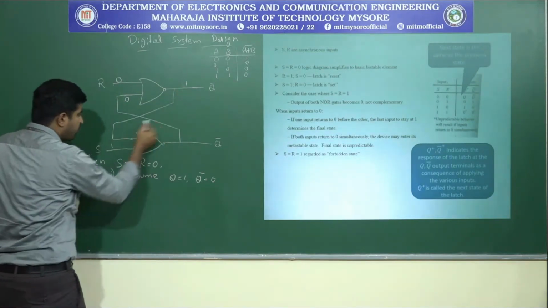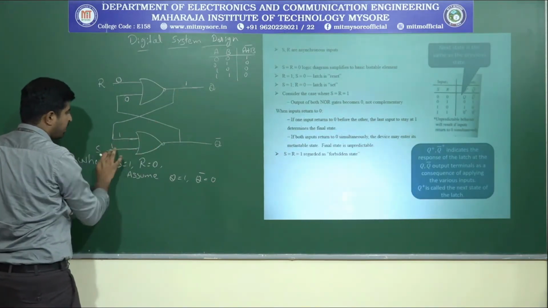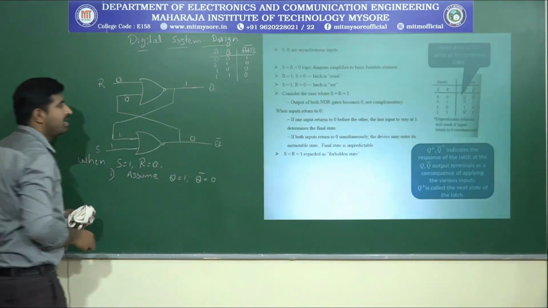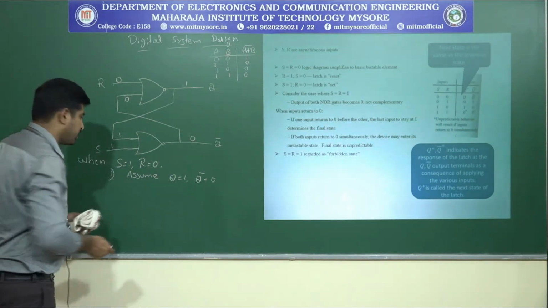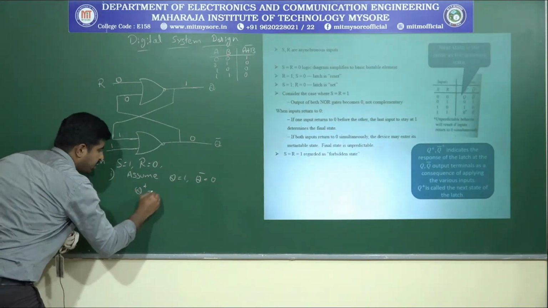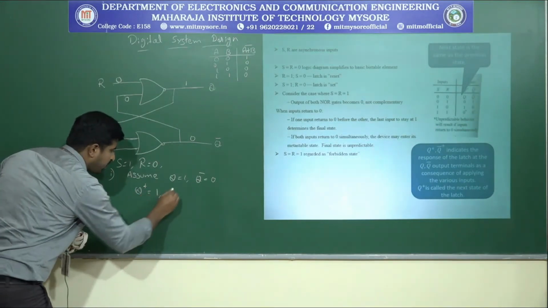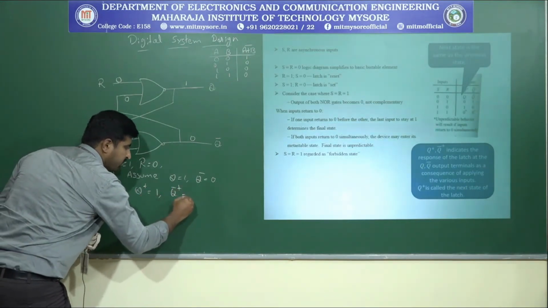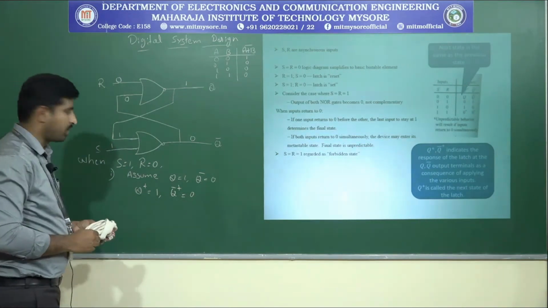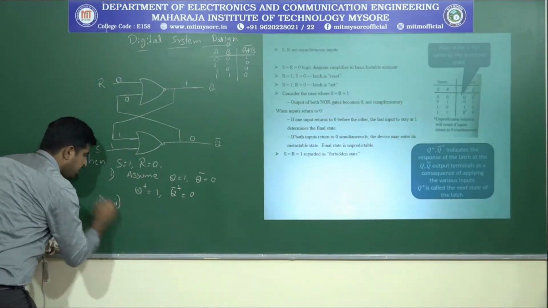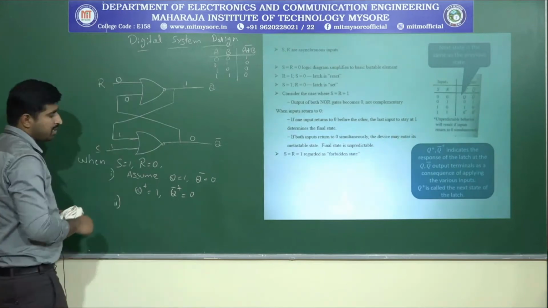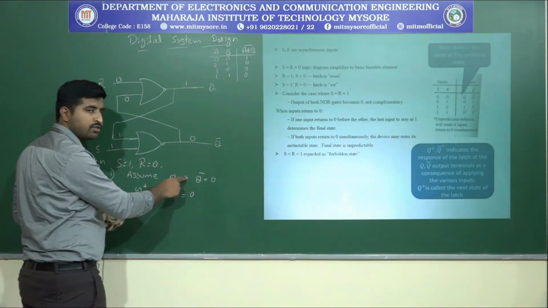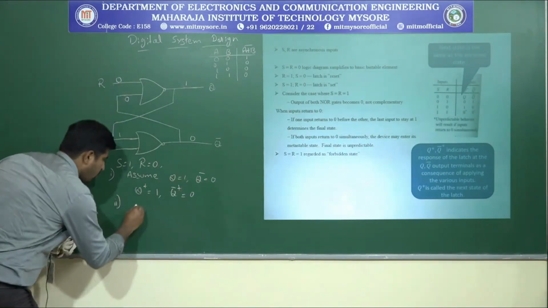This 1 is fed to the next NOR gate, and 1 plus 1 gives 0. So that indicates the next state: Q plus becomes 1 and Q bar plus is 0. Similarly, let's analyze the circuit assuming the present state Q equals 0 and Q bar equals 1.